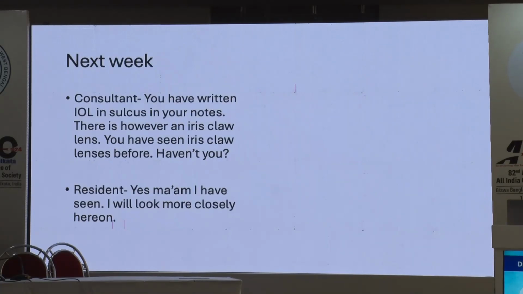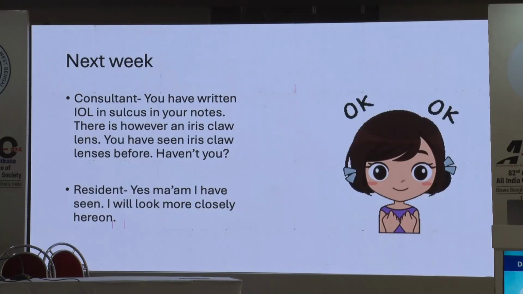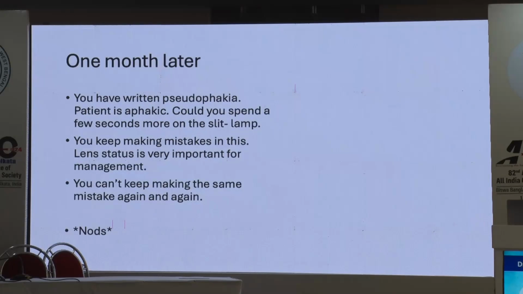The next week, again this resident, if he's posted with me, if he or she, so I say, you've written IOL in sulcus in your notes, but there is an iris claw lens. You've seen iris claw lenses before, haven't you? And the resident says, yes ma'am, I have seen, I will look more closely from now on. And they're like, okay, I'll look at it.